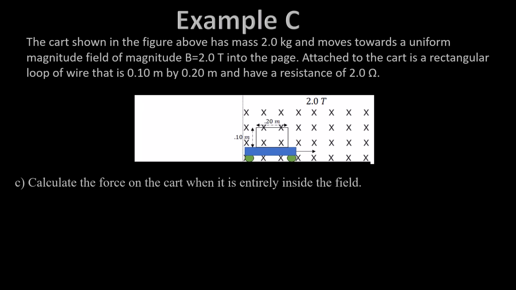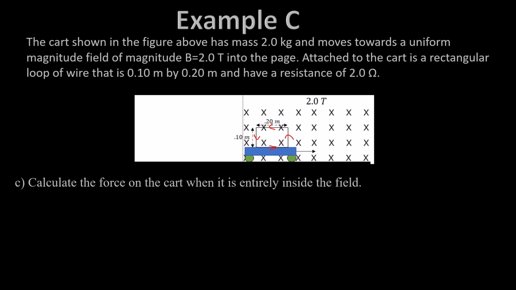Part C, calculate the force on the cart when it is entirely inside the field. So let's consider the moment when it first enters the field. So there was that counterclockwise current. Let's take when it first enters the field and that counterclockwise current is still there, because the current's going to go away. And just like with the top and the bottom wires, the right and the left wires are going to cancel out in terms of the force.